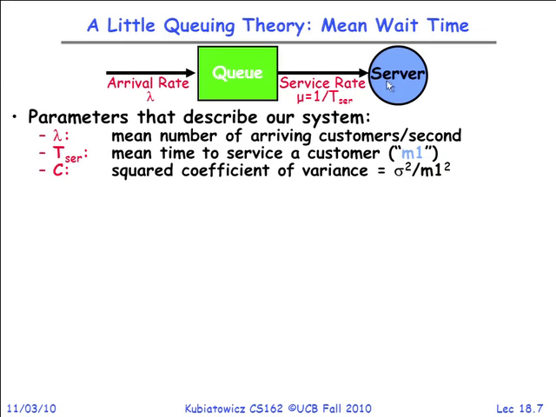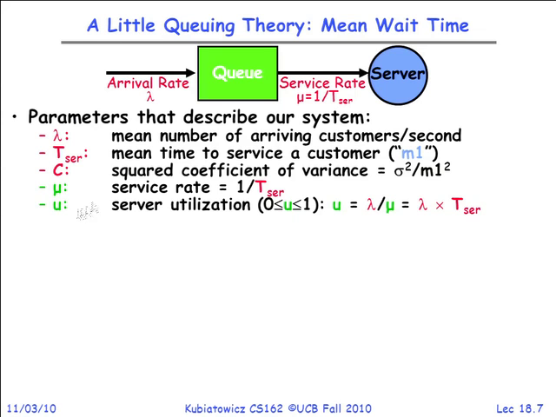Okay, so now here are some derived parameters. There are only three things here. Mu, the service rate, is derived from the service time: 1 over service time. The server utilization, which is the most interesting number derived here, is lambda over mu, or lambda times T service. So what's utilization?